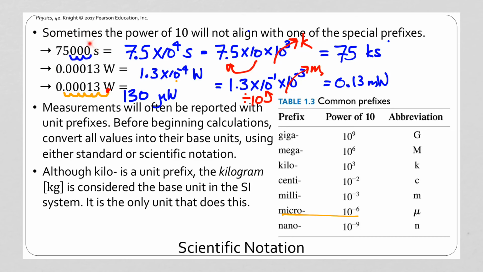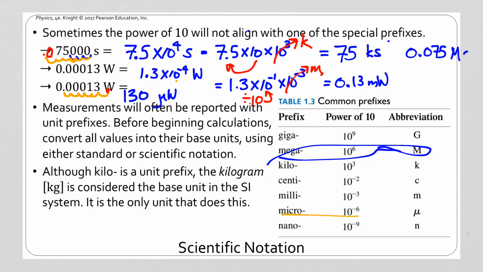I could do the same thing up here. I could move my decimal place 6 places here and have it here. Implicitly, there'd be a 0 there. And I could call that 0.075. 10 to the 6 would be megaseconds.